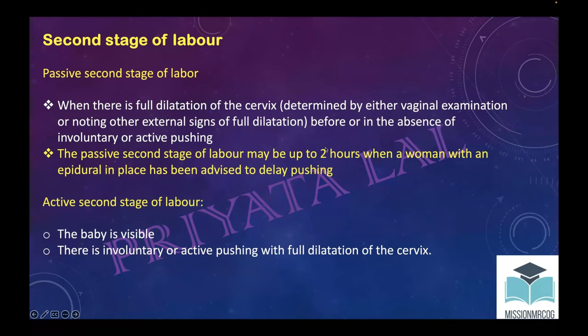Is it two hours for both primary and multi? Actually, when they wrote the definition as a whole without specifying the parity, they wrote 2 hours. But in upcoming slides, you will see that it is 2 hours for primigravida and 1 hour for multigravida. So we will consider two and one, ma'am. If they have not mentioned parity, then it will be two only. But if they have mentioned it as multipara related, then one hour. Yes.